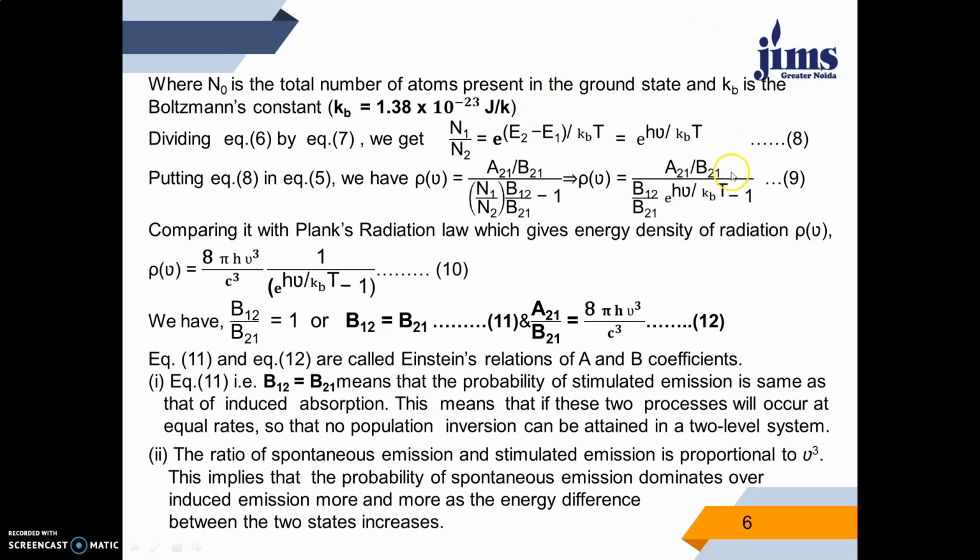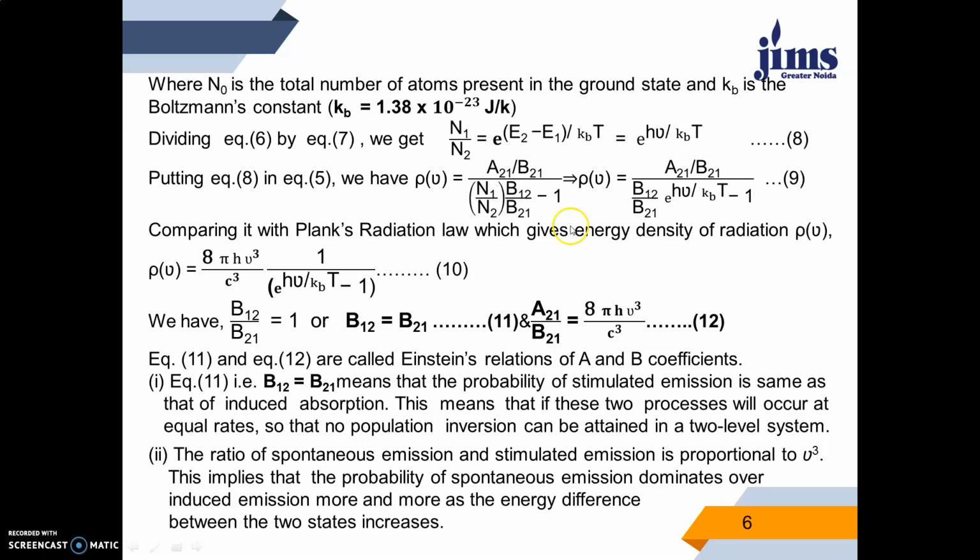You can compare this equation with equation number 9. Also, B12 is equal to B21. This is equation number 11. Similarly, if we compare the denominator, then we can see that A21 over B21 is equal to 8 pi h nu cube over c cube. Hence, this A21 over B21 is equal to 8 pi h nu cube over c cube.